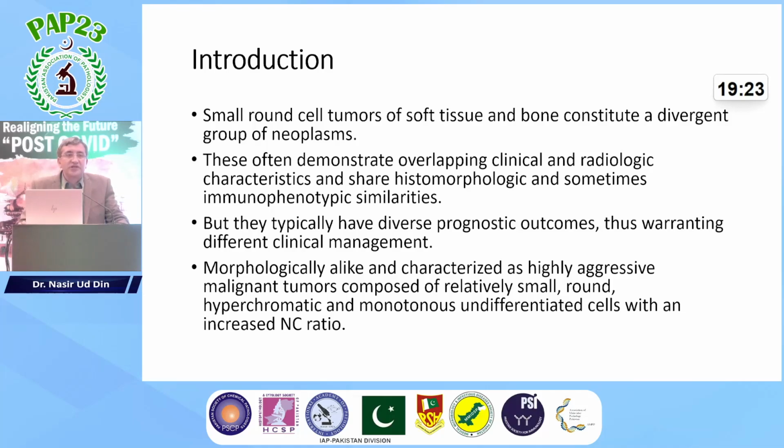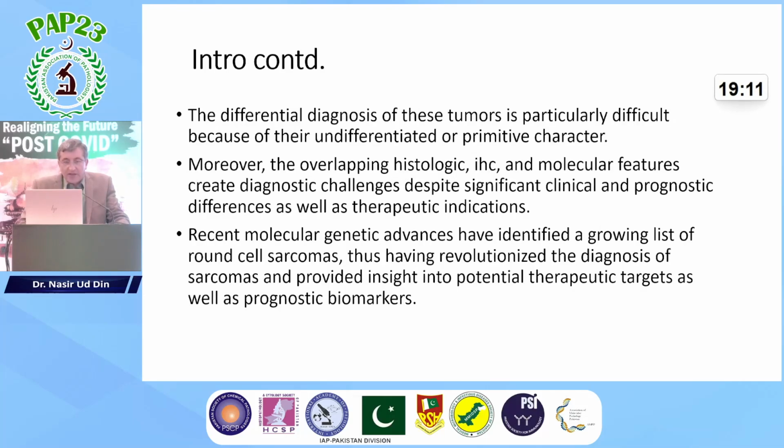Morphologically, these tumors look alike and are composed of monomorphic, small, undifferentiated cells with increased N/C ratio. The differential diagnosis of these tumors is particularly difficult because of their undifferentiated or primitive character. Moreover, the overlapping histologic, immunohistochemical, and molecular features create diagnostic challenges despite significant clinical and prognostic differences as well as therapeutic indications.